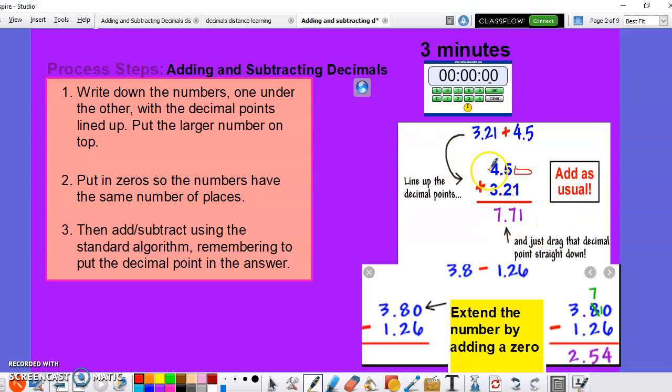So now I have 4 and 50/100ths plus 3 and 21/100ths. There's a number in each place, so then I would just add like normal.